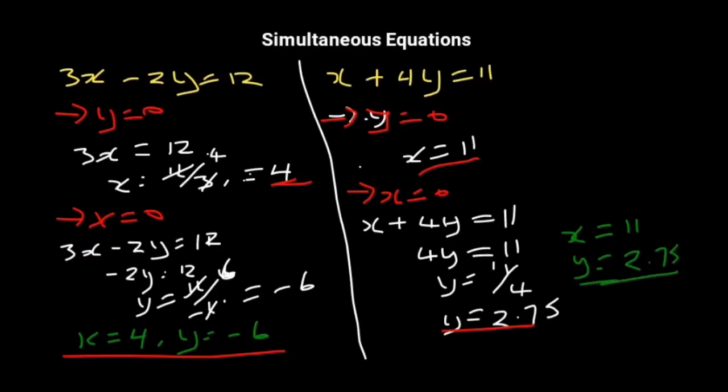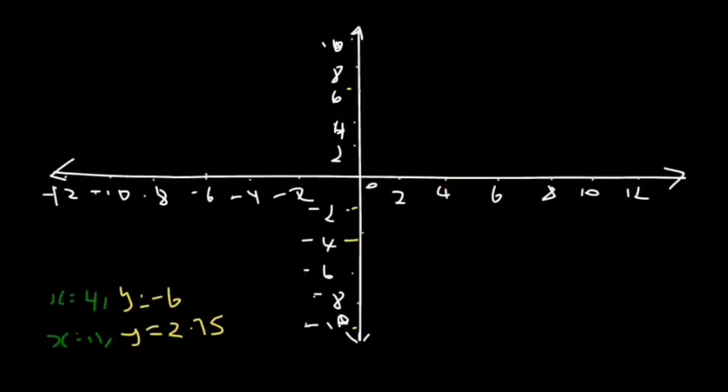We're now going to plot this on a graph. I've drawn our graph here and I've written our x and y values below on our left. So our first x is equal to 4 and our y is equal to negative 6. So we're going to connect those together so we have a straight line. And then our second x value is 11 and our y value is 2.75, which is somewhere around there. So we're going to draw a line to connect those 2 points as well.